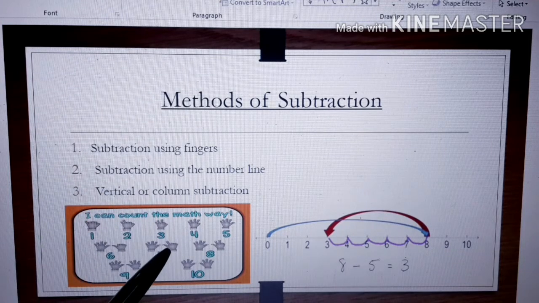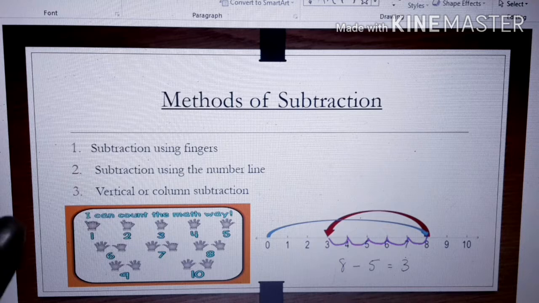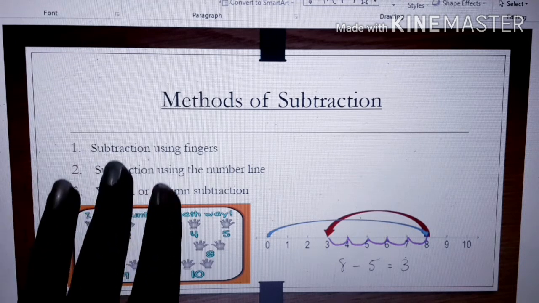So how to do subtraction, children? Suppose you have 5 apples and you ate 2 apples, right? You have 5 apples and you ate 2 apples. That means 2 apples are finished, right? So how are you going to count using fingers?